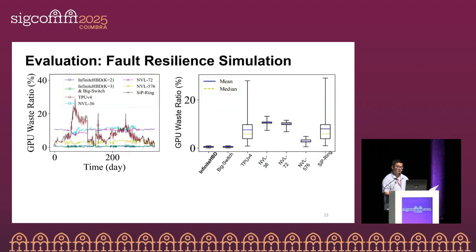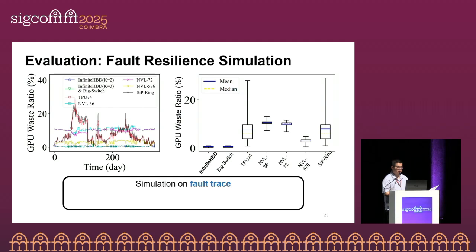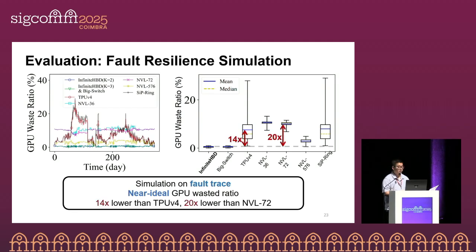Next, the fault resilience simulation. Using the fault traces, we measure the ratio of wasted GPUs over time under different HBD architectures. The measurements show that InfiniteHBD is close to the Big Switch ideal model. Moreover, compared to TPUv4, it reduced the wasted GPUs by 14 times, and compared to NVL72, it reduced the wasted GPUs by 20 times. This shows the strong fault resilience.